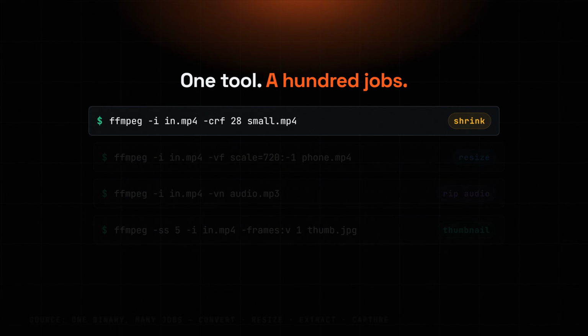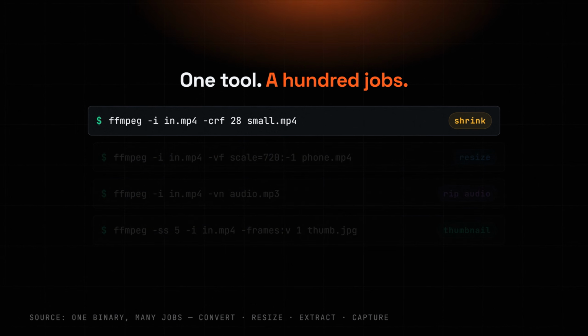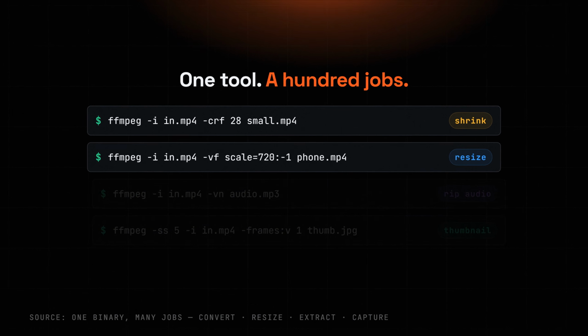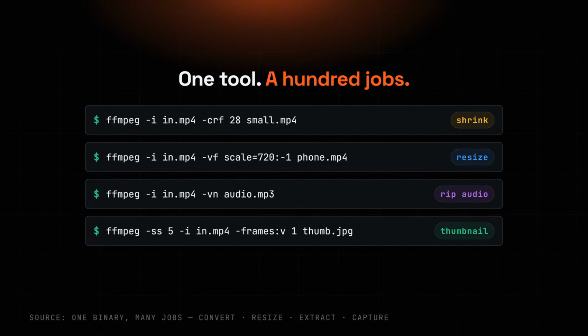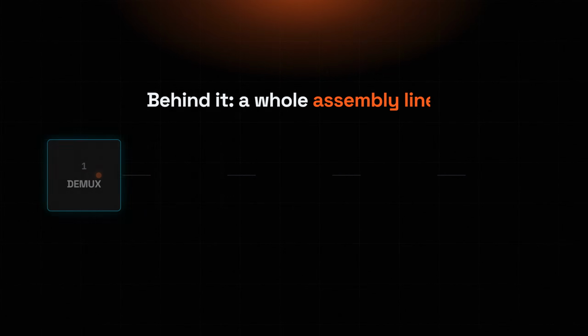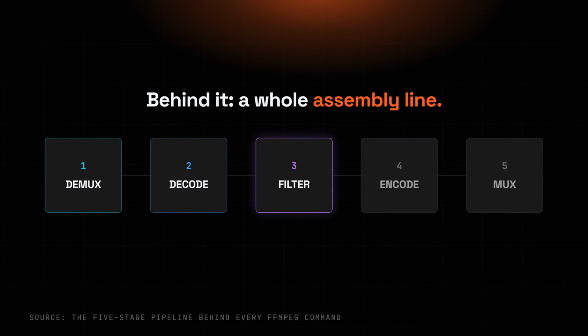And it is no one-trick tool either. That same little command can shrink a giant file, resize it to fit a phone, rip out only the audio, or grab a single frame as a thumbnail. One program and quite literally 100 different jobs, because behind that single line sits a whole assembly line.